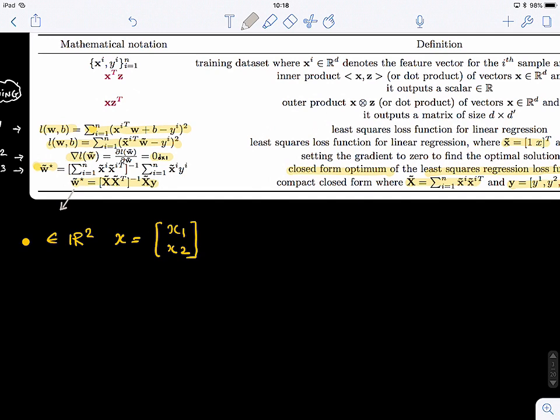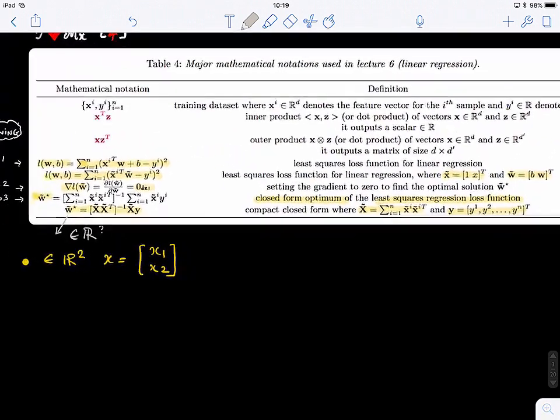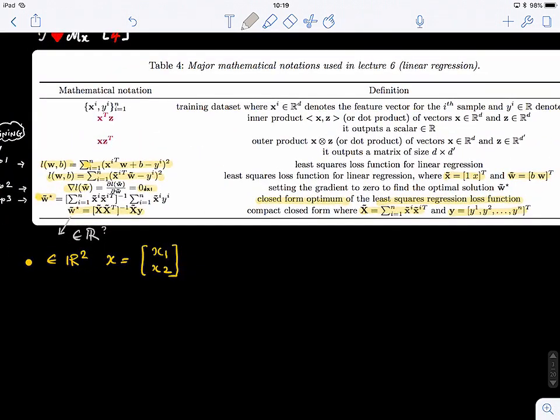Anyone? So it belongs to R what? This is the dimensionality, the size, how many elements this vector has. So what is the dimensionality of the W? Your W here belongs to R^D, okay? And why does it belong to R^D? Because this is a dot product, right?